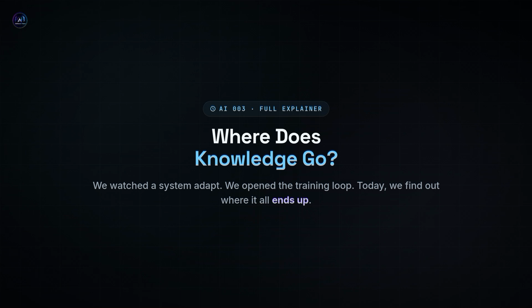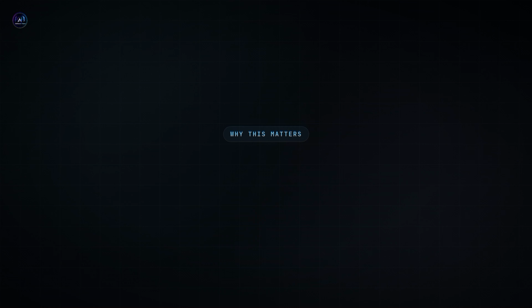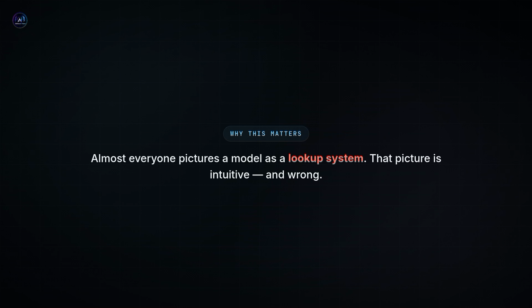By the end, you'll be able to explain exactly what storage means inside a trained model and why the most common mental picture of it is wrong. This matters because almost everyone, the first time they think about it, imagines a model as a lookup system. Type a question, it searches some internal library, and returns the matching sentence. That picture is intuitive, and it is not how any trained model actually works.